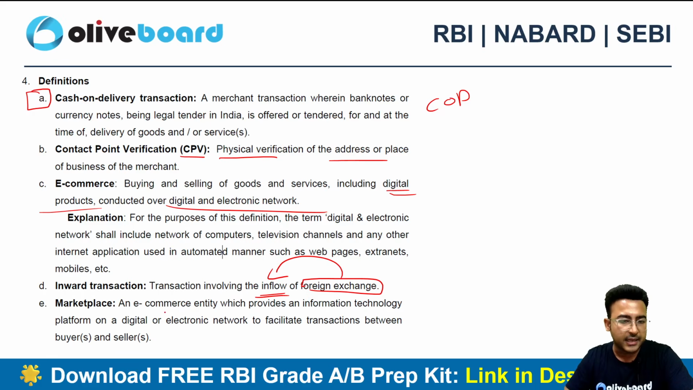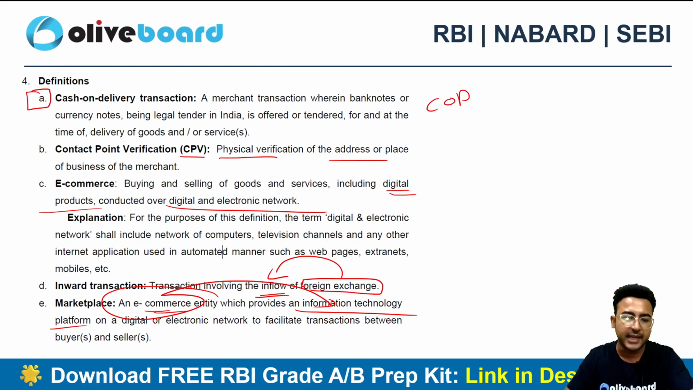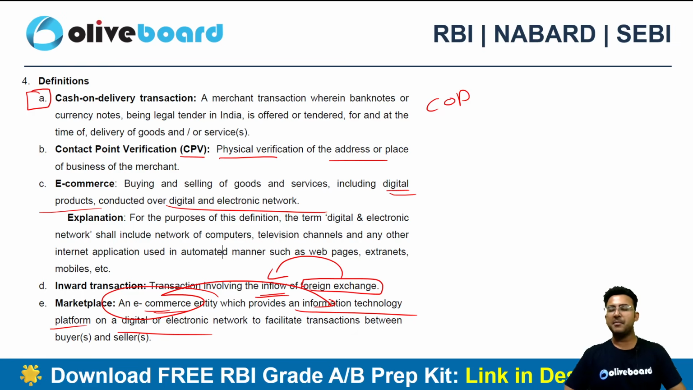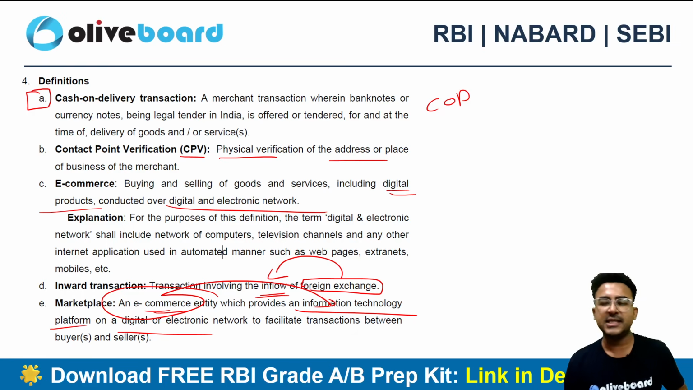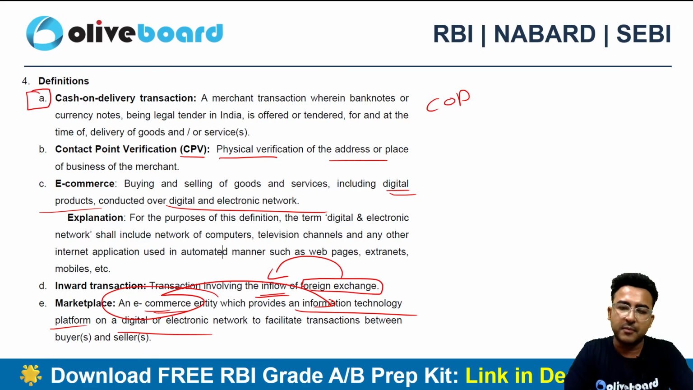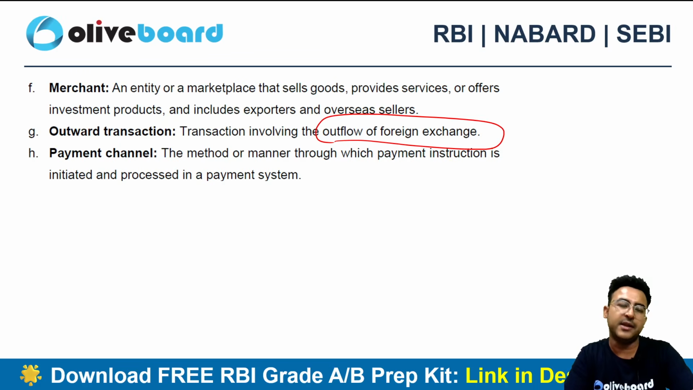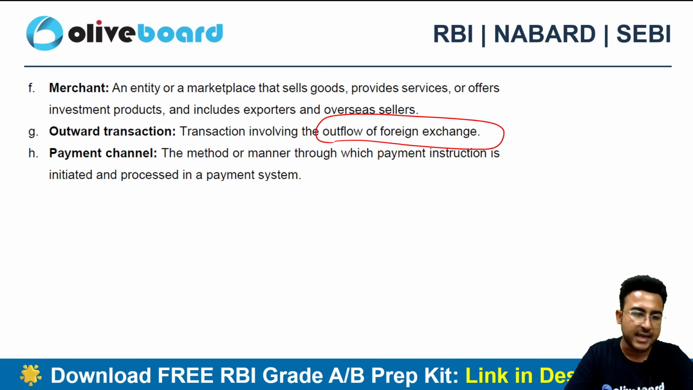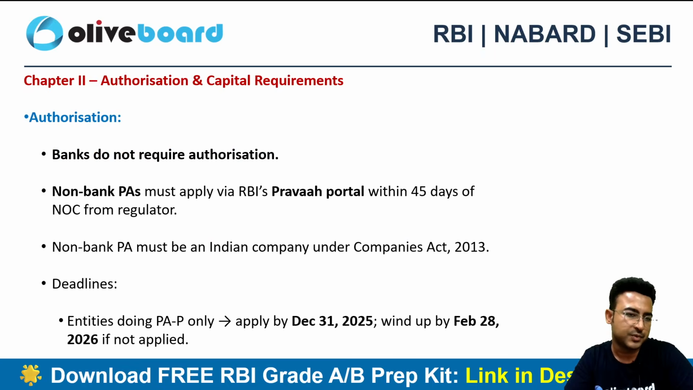Marketplace: an e-commerce entity which provides an information technology platform. Now, if an e-commerce entity is providing an IT platform on a digital network facilitating transactions between buyer and seller, can I say that Amazon is nothing but an e-commerce company, but they have given Amazon.com or Amazon.in as a marketplace, right? Government e-Marketplace, GeM, that's also a marketplace where the buyer and seller can get into a particular transaction of buying or selling any kind of goods or services.